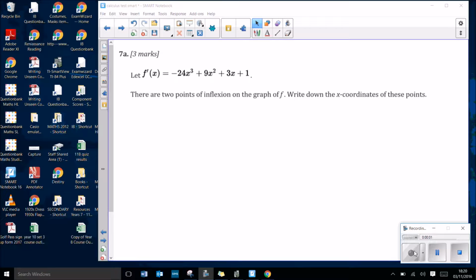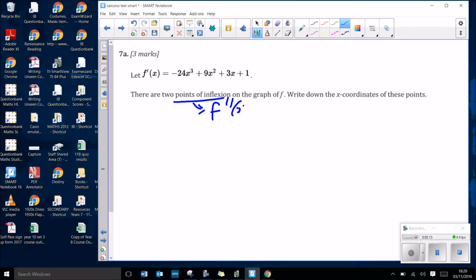Given. So we've been told that there's 2 points of inflection on the graph. We know that points of inflection occur when the second derivative, so f double dash x, is equal to 0. So we've been told the first derivative, so we need to find the second derivative.